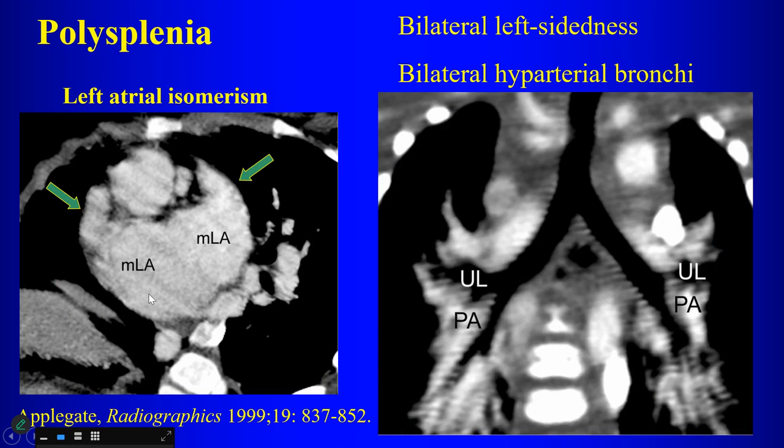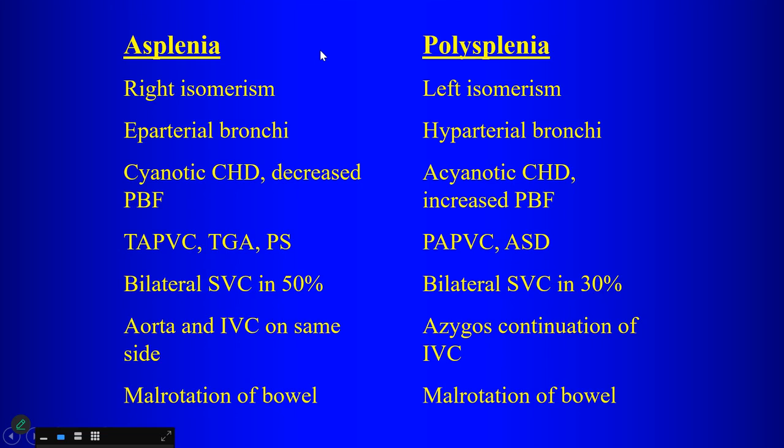The atria tend to resemble morphologic left atria bilaterally. So you have bilateral tubular appendages that look like the morphology of a left atrial appendage. Okay, and the pulmonary arteries here are going above and then descending behind, bilateral hyperarterial bronchi, bilateral left-sidedness with polysplenia.